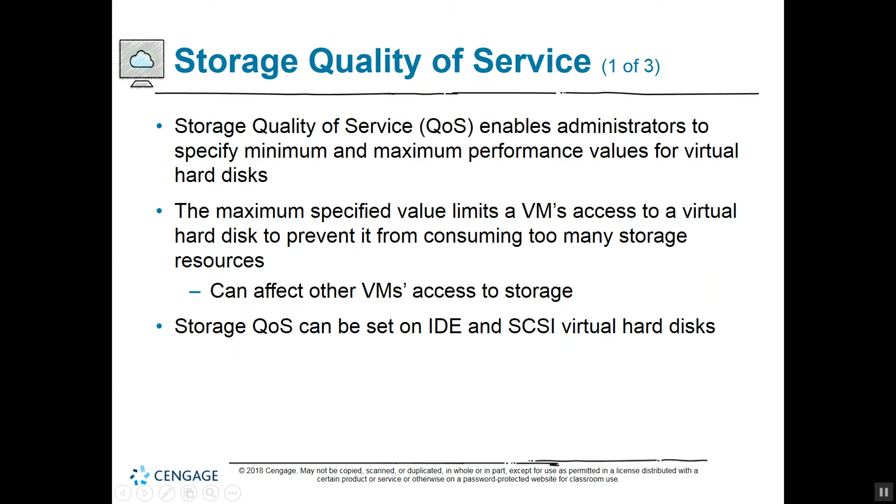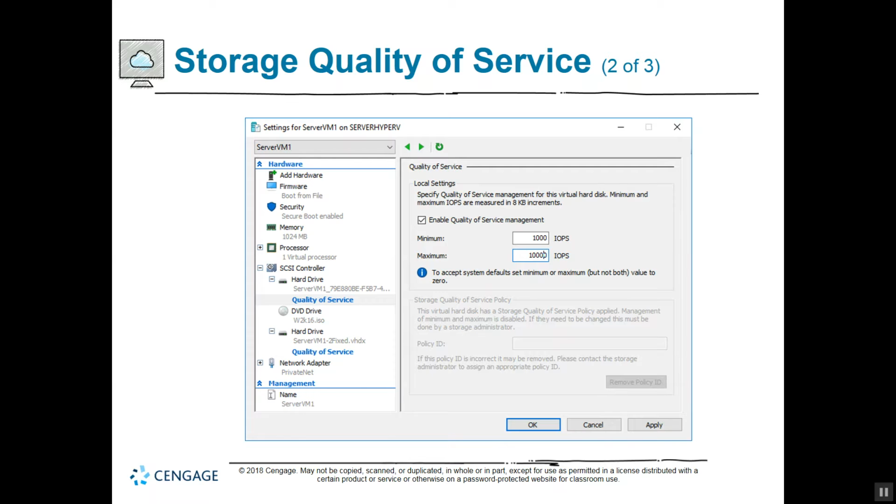Now we've got QoS, or Storage Quality of Service. It enables administrators to specify minimum and maximum performance values for virtual hard disks. Now the maximum specified value limits a VM's access to a virtual hard disk to prevent it from consuming too many storage resources. It can affect other VMs' access to that storage. Storage QoS can be set on IDE and SCSI virtual hard disks. So here we go. Here's our interface with it.